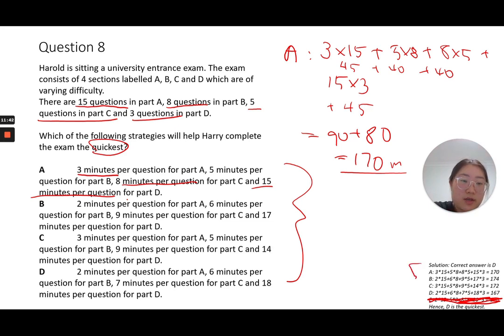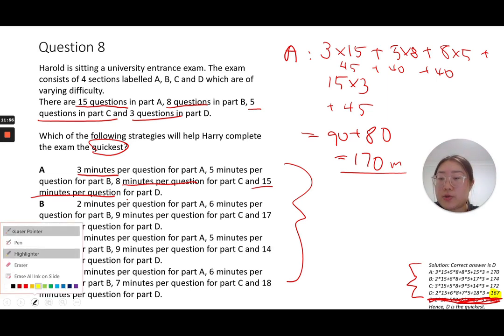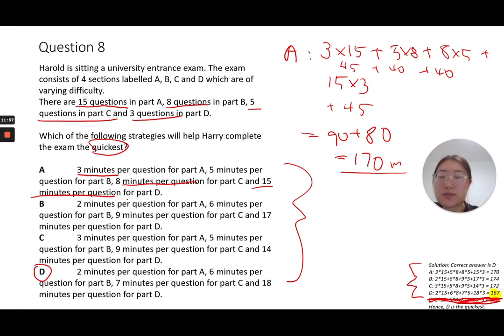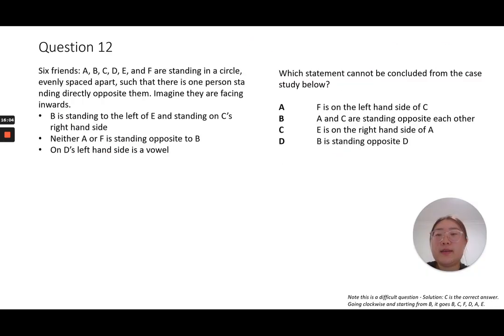For this specific question, you can see from the solutions I figured out, D comes out to be the shortest time or the quickest time with 167 minutes. So that's why D is the answer for this question. You can try figure it out on your own like I did here.